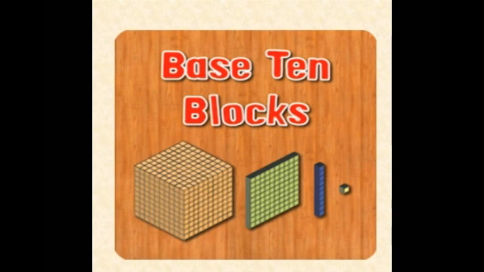Let's go from the far right now. We have the small block, which represents the units or the ones. The one next to it, the tens. The one next to that one, the hundreds. And the very large one represents the thousands.